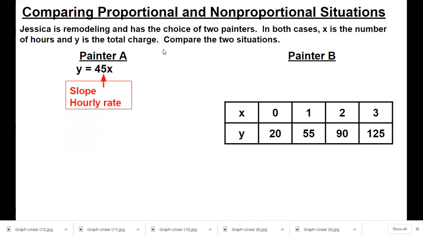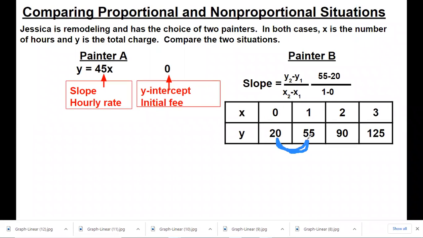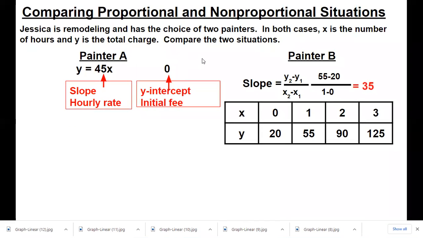Okay, let's figure out. That's your hourly rate for painter A. Your y-intercept was 0. Okay, we're going to have to pick 2 points on this table and do y2 minus y1 over x2 minus x1. So I chose these first 2 points. So I did 55 minus 20. This is the same as the other one, which was going up and down. Now we're going back to left and right. 55 minus 20 and 1 minus 0. Do the math for that, you get 35. So that is the hourly rate for painter B.